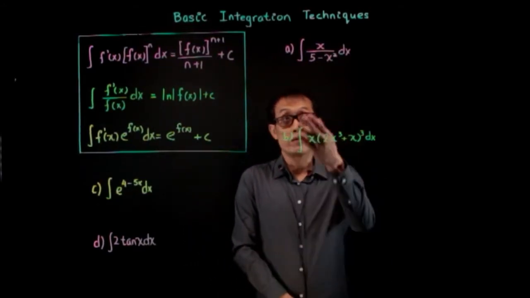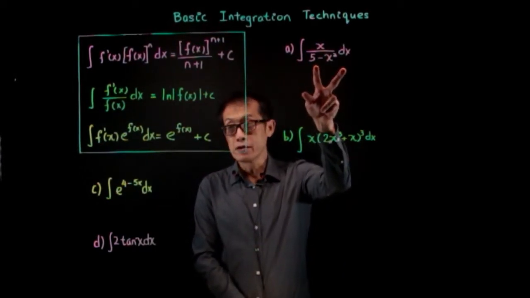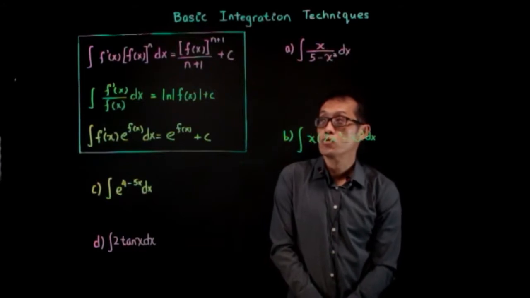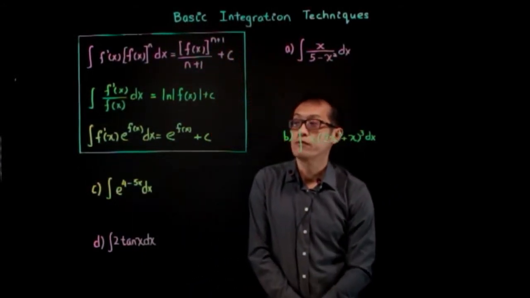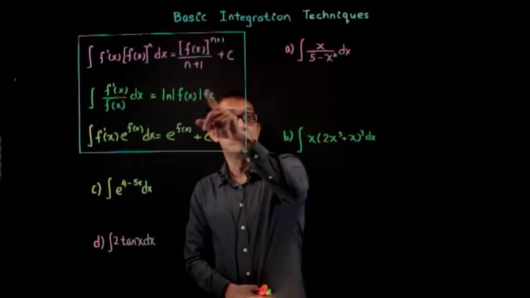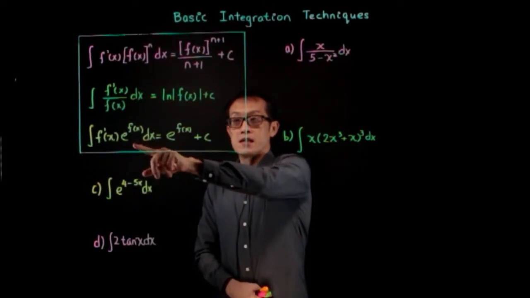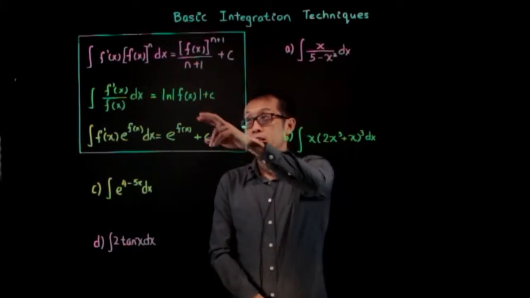Now let's start off with A. You are asked to integrate this. By looking at these three formulas, which formula will you make use of? Let's look at the last one first. This is definitely out because you don't have an e here. Now you look at the second one.